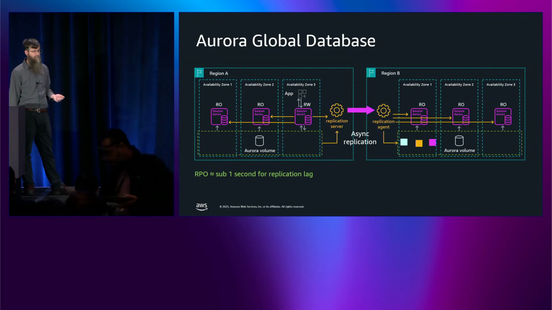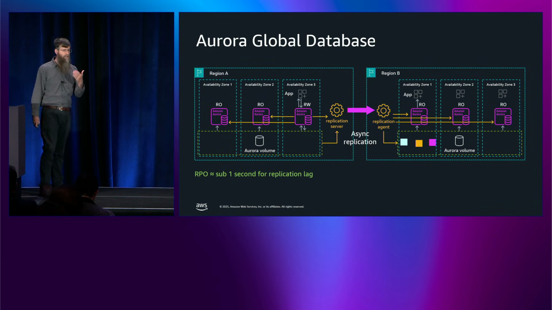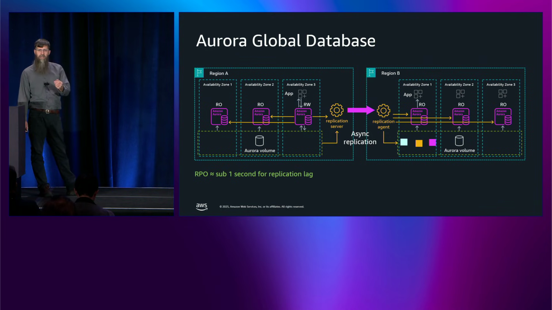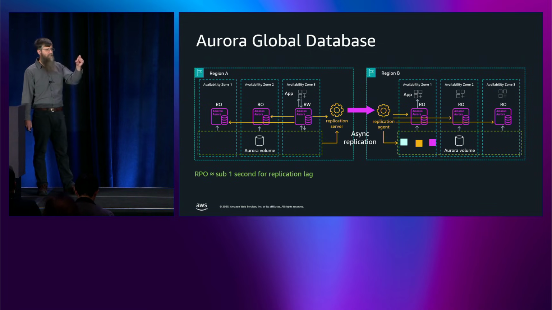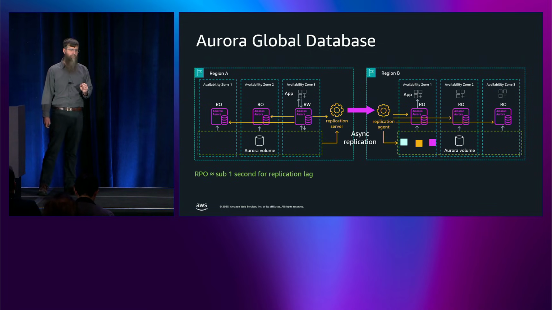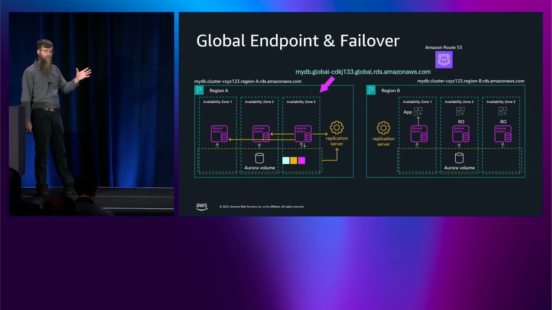You can have up to 10 of these regions, sorry, if you like. You can put your application running inside that other region too. This is a really cool pattern for doing low latency region local reads, so you don't have to worry about the cross-region latency. So with global database comes the question of how do I know which region I want to talk to? Where is the writer?